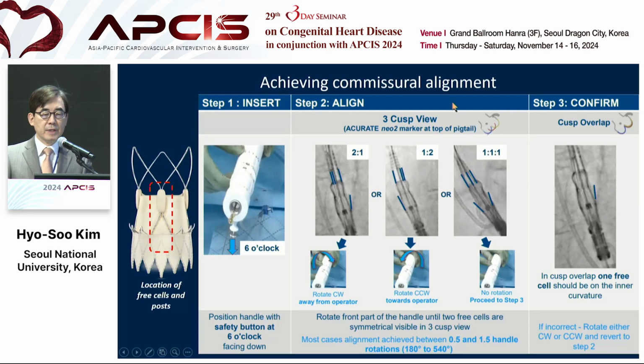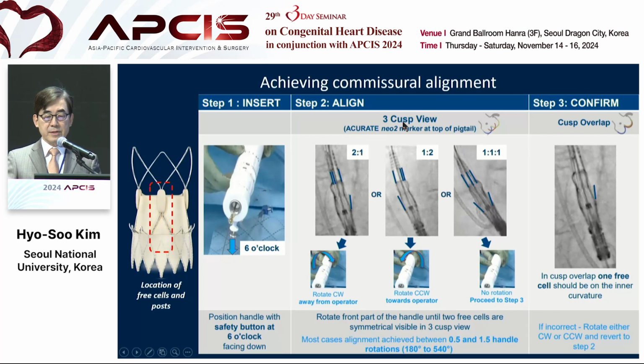How to achieve commissural alignment? That is not possible in other valves, except for incomplete commissural alignment in Evolut. With this valve, we can completely achieve commissural alignment. The most important feature is the location of the free cell. This part is synchronized with the post. Thus, this part should be far from the coronary ostium. How to achieve it? First, insertion like this.